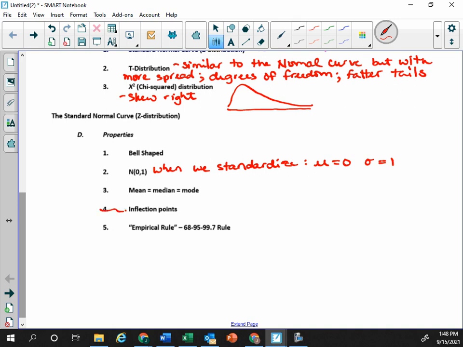We're not going to talk about inflection points on it, sorry guys. But the last one, the empirical rule, this is pretty important. The 68, 95, 99.7 rule. That's called the empirical rule. You turn the page here, we'll draw that out on an example for you. So any questions before we turn the page? Okay.